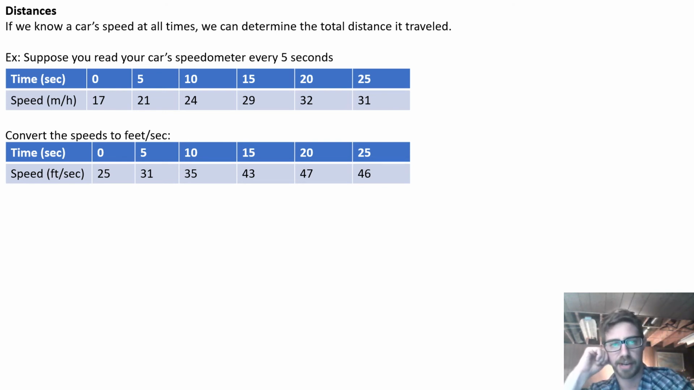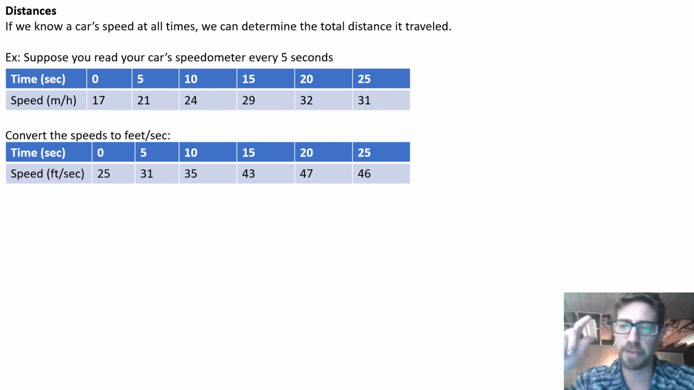17 miles an hour is 25 feet per second, 21 is 31, etc. So you started off going 25 feet per second, and then you went up to 31. Now, obviously, there's numbers in between there, and you should kind of think, what if I did this same exact process every 1 second? Wouldn't I get a better picture of how far I traveled? Yes. We're not going to do that because it involves a lot of calculating, but the more speeds you use, the better your approximation is. See what I'm saying? It's a limit.